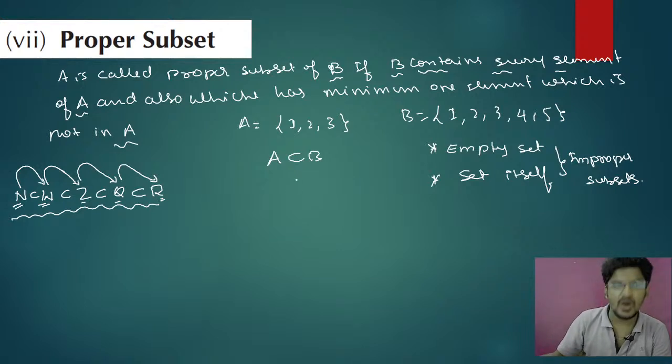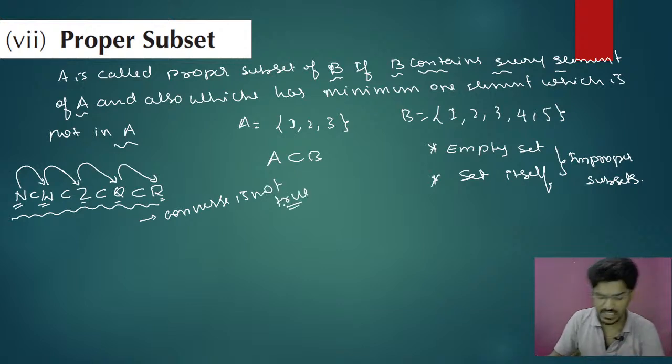The converse is not true. For this statement, the converse is not true. Please remember that. That means every real cannot be rational, every rational cannot be an integer, every integer cannot be whole, and every whole cannot be natural. Clear? Okay.